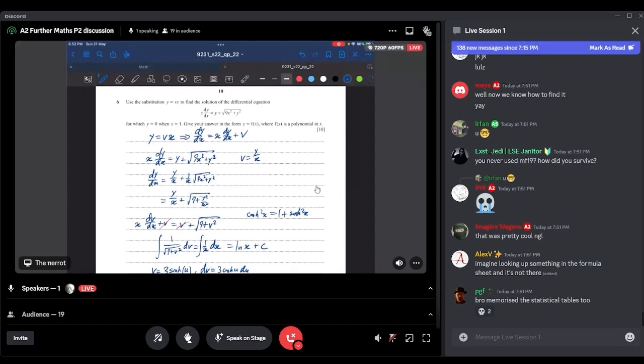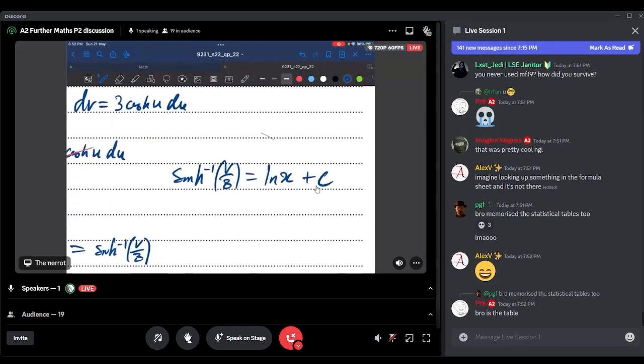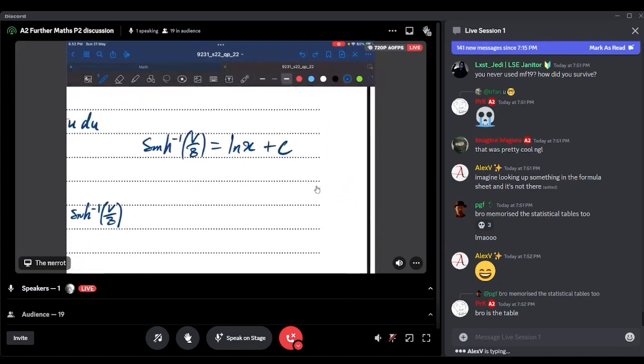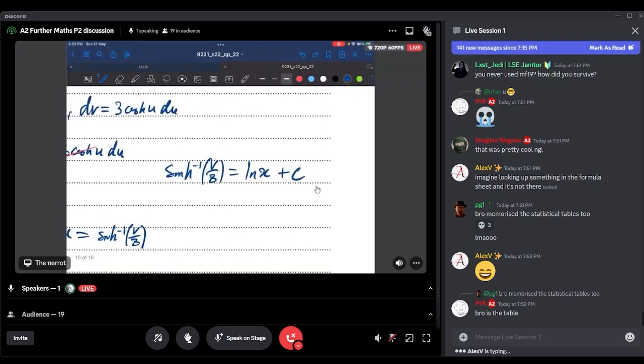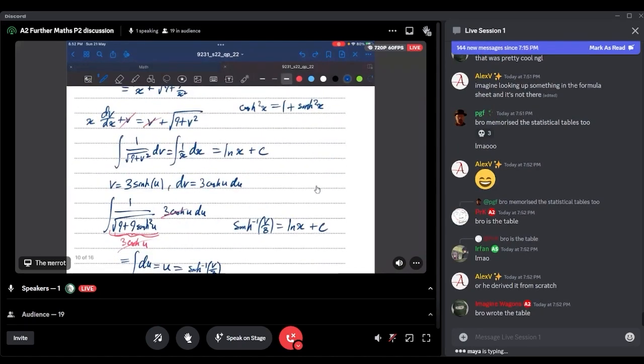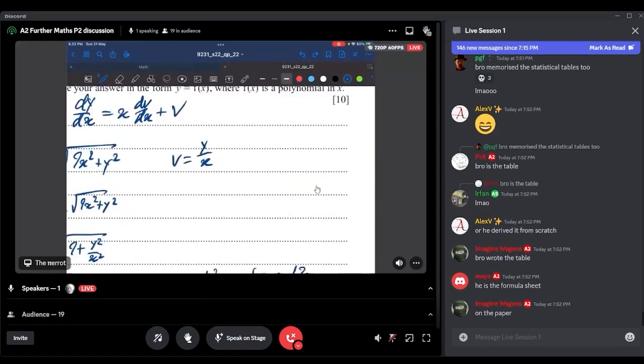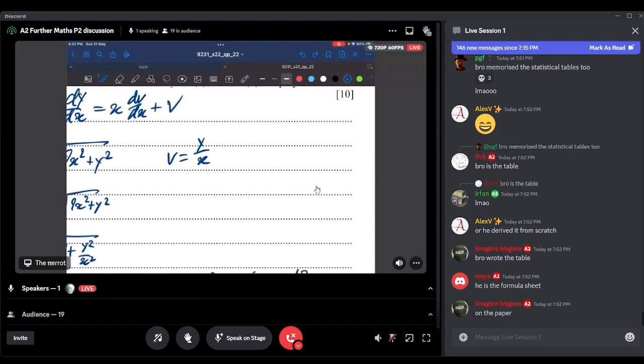Right. Okay. Back to the topic again. So now you have this equation here. So you're going to find the c now. So what's the c? Well, when we're given that when x is 1, y is 0. But when x is 1, then v is also 0, right? Because this is just 0 over 1. So it's just 0. This is the v.